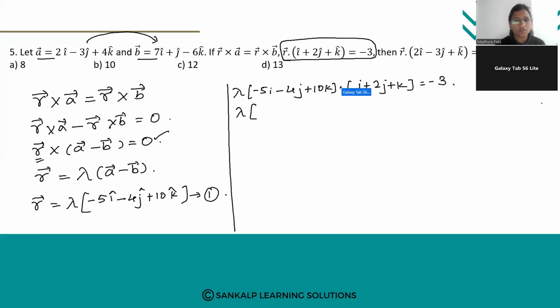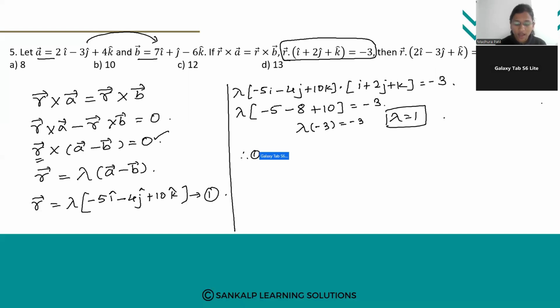Let us find the scalar product here. Again, the dot product we have to take component wise. So minus 5 into 1 is minus 5, plus minus 4 into 2 will become minus 8, plus 10, which is equal to minus 3. Now this is minus 13 plus 10, which is minus 3. So what is the value of lambda I'll get here? The value of lambda I'll get as 1. Now once we got the value of lambda, from equation 1, I can get to know the value of R. Therefore, R equals, anyhow lambda is 1 only, so this remains as minus 5i minus 4j plus 10k.